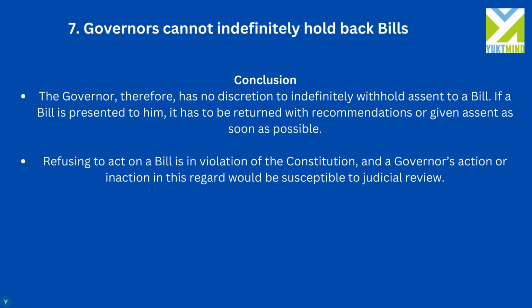So we can say that the governor has no discretion to indefinitely withhold assent to a bill. If a bill is presented to him, it has to be returned with recommendation or given assent as soon as possible, as mentioned in Article 200 Clause 1. Refusing to act on a bill is in violation of the Constitution, and a governor's action or inaction in this regard would be susceptible to judicial review.